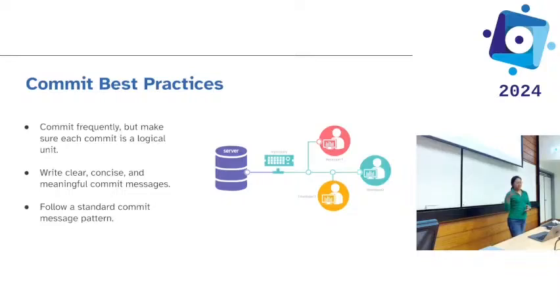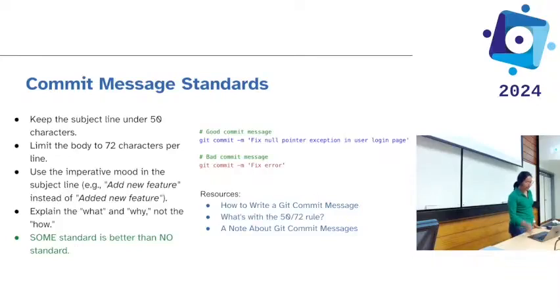Some commit best practices. The first one: commit frequently, but make sure that each commit is logically unique. Write clear, concise, and meaningful commit messages, and also follow any standard commit message pattern. Speaking about commit message standards, I provide some resources that you can visit. Generally speaking, it is better to have a meaningful commit message, and also some standard is better than no standard.